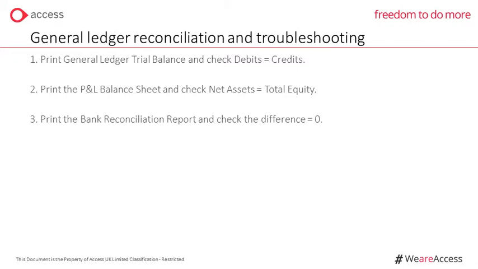Before closing the books at end of each reporting period, verify that your General Ledger financial reports balance. Print your General Ledger trial balance and check the debits equal the credits. Print the P&L and balance sheet and check that net assets equals total equity. Print the bank reconciliation report and check the difference is 0.